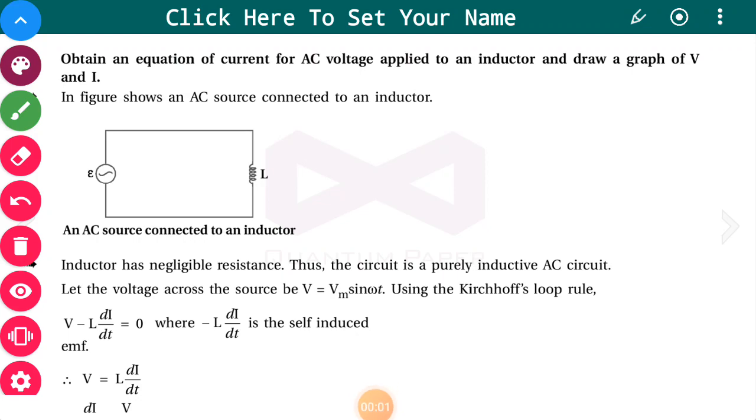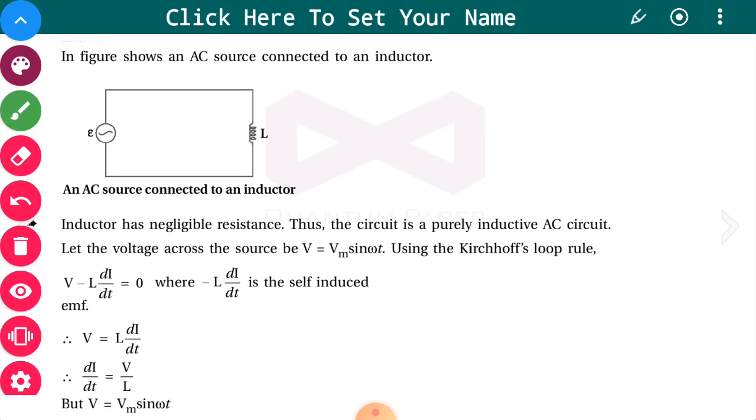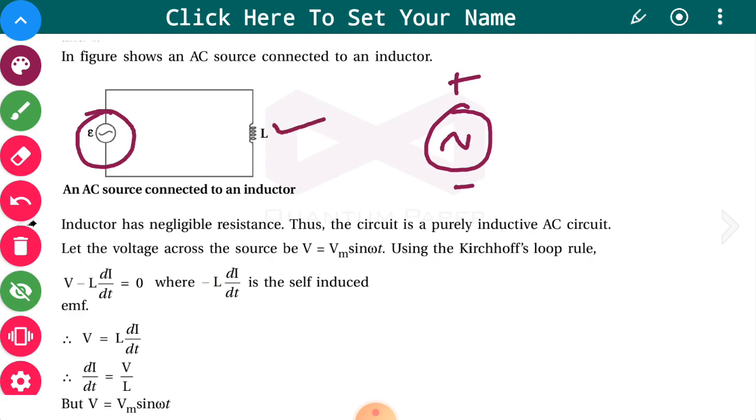Now we talk about the AC voltage applied to an inductor, topic number 7.4, which is represented here. See, this is the AC source which is applied. AC source has this symbol. It is positive and negative, alternately changing. And this is the inductor, which is joined with this source.